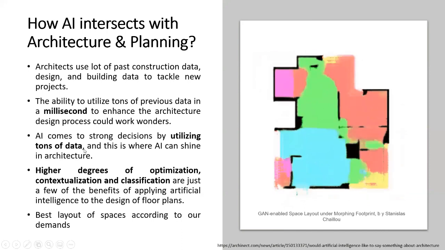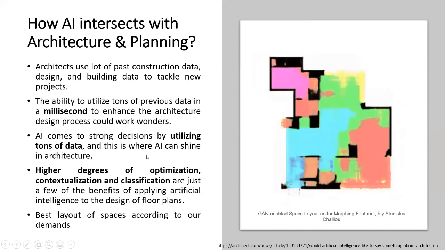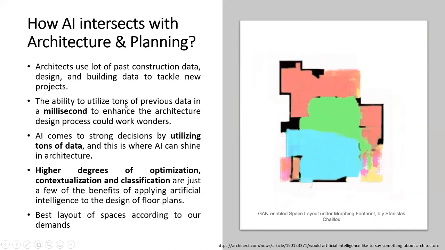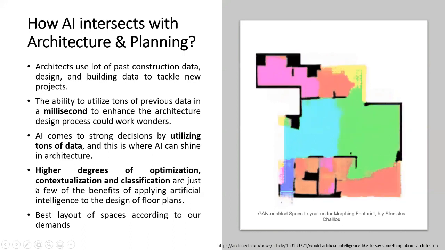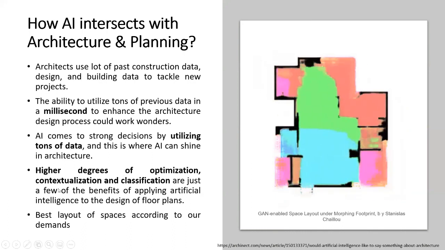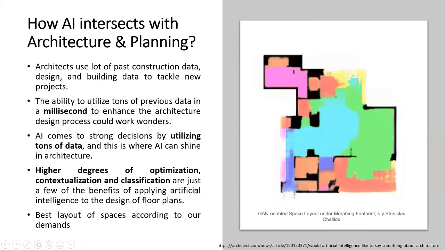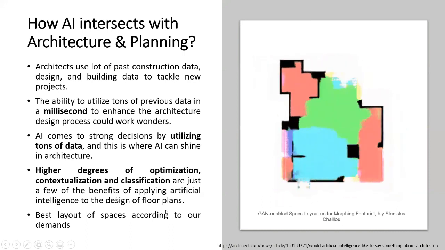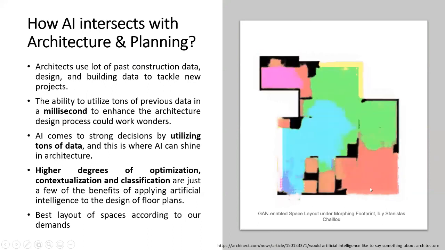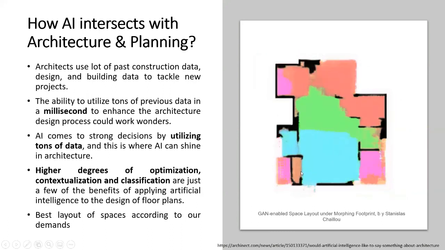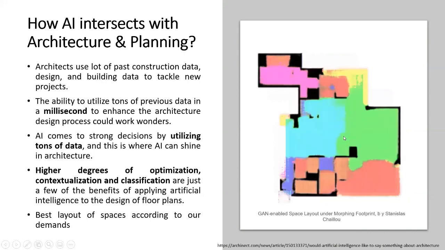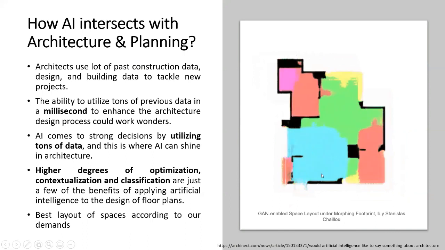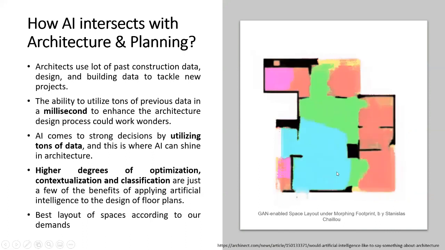By utilizing tons of data in just a few milliseconds, we can go through all the previous data and get recommendations. Higher degrees of optimization, contextualization, and classification are just a few of the benefits of applying artificial intelligence to the design of floor plans. Here in this image, you will see the plan is changing continuously. It is optimizing for best spaces, best layout of spaces with the help of AI.